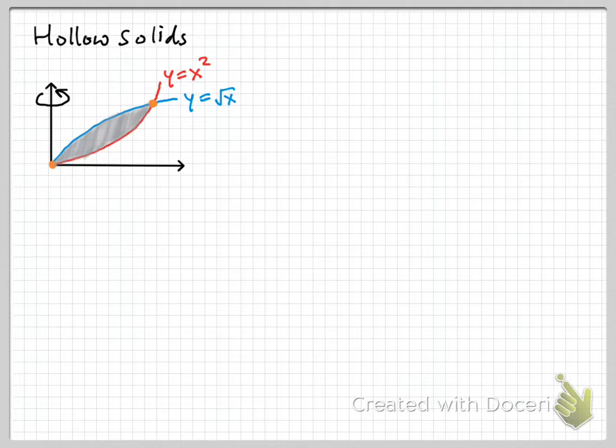We will get a solid where the outer surface is red in color, kind of like this. But on the inside, it is hollow. The inside surface is in blue. It's kind of like the shape of a cup, but the middle part here is hollow, is empty.